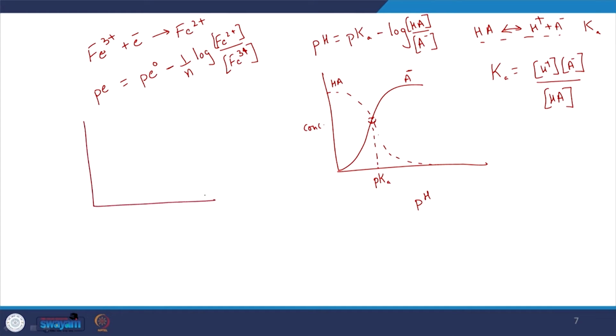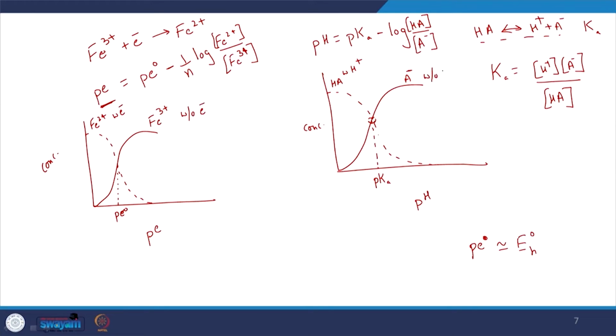Similarly, I can draw this particular graph here. Here I have pe, which will give me an idea about whether it is reducing conditions or oxidizing conditions, and relevant concentrations out here. Again I will have a profile something like this, and the point at which both are equal should be equal to pe naught. Pe naught can be transformed to Eh naught; we will look at that later, but keep that in mind. Here you will have the reduced form, the one with the electron, just as the one with H+ in the previous graph, and the one without electron will be out here, like the one without H+ or the proton.